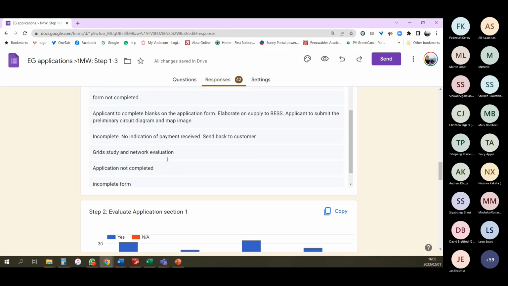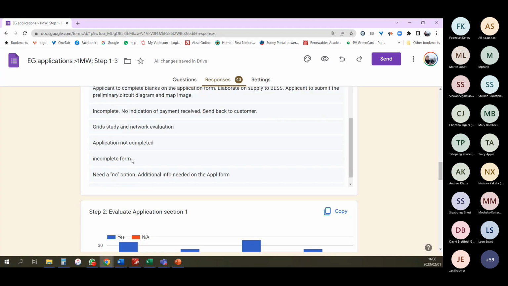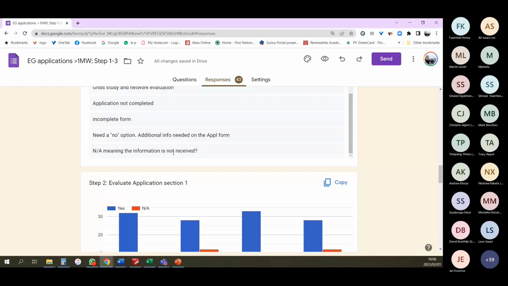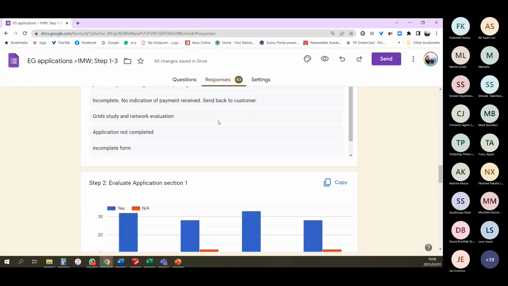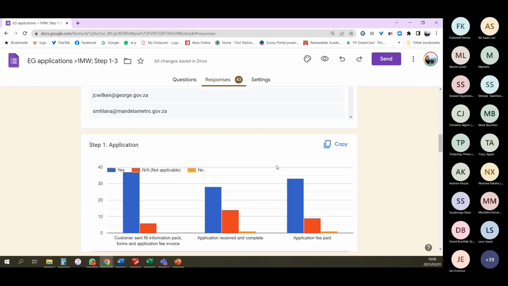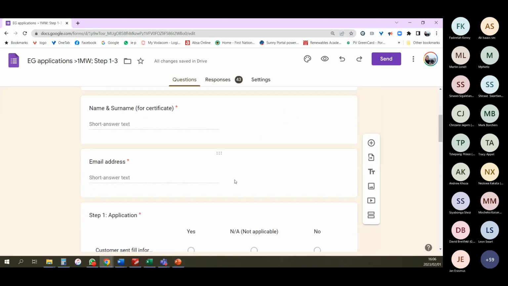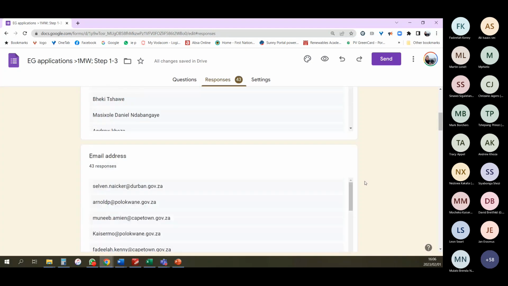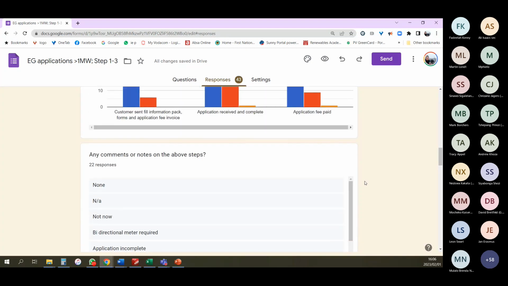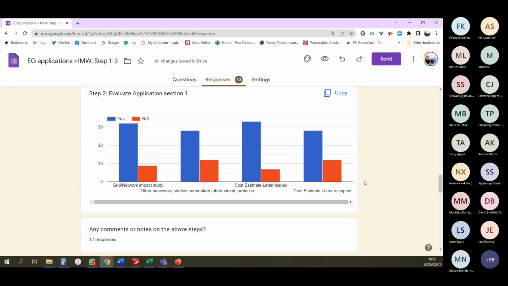Incomplete, sorry about that, that's Google doing it. Pay receive, send back to customer, grid study network evaluation, application not completed. Okay, it repeats itself. Okay, not applicable meaning the information is not received. No, so in general, just to make sure we're all on the same page, in reality, if we look at the questions, it will always be not applicable. But for this exercise, it should have been no, just so that we could get some feedback from the audience. Because if it's not there, you need to get it or request that they provide it.